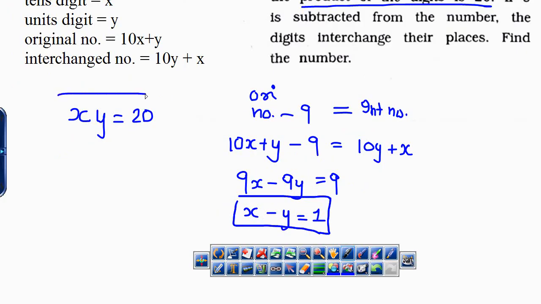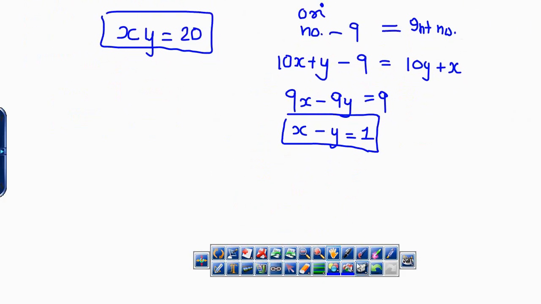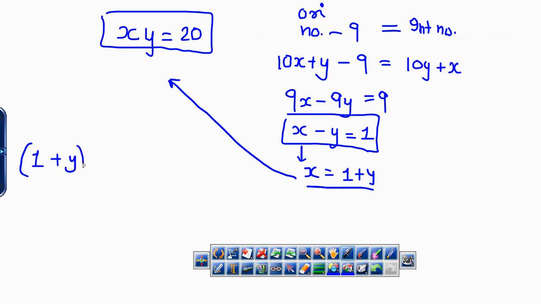तो एक तरफ x minus y है, दूसरी तरफ x into y है. Only substitution can help you. इसमें elimination नहीं कर सकते. Substitution कैसे करेंगे? x is equal to 1 plus y हो गया from here, and that I will put it here. X is equal to 1 plus y into y is 20.